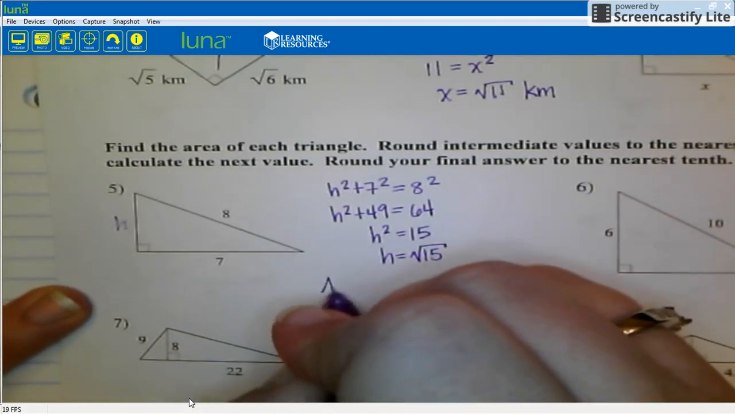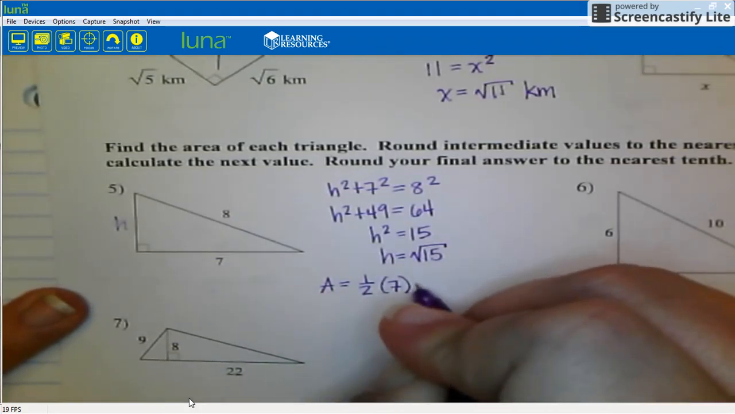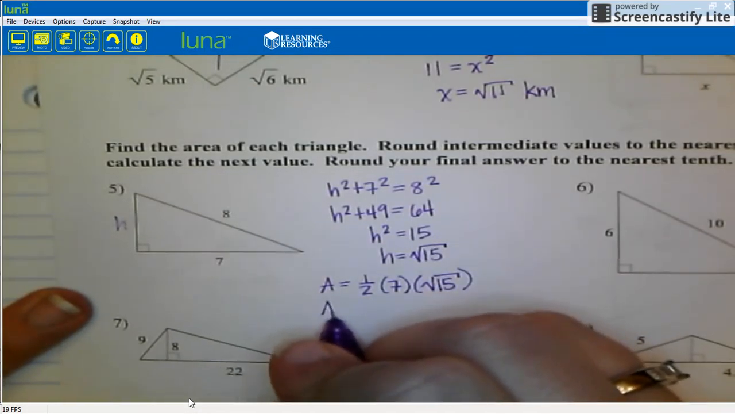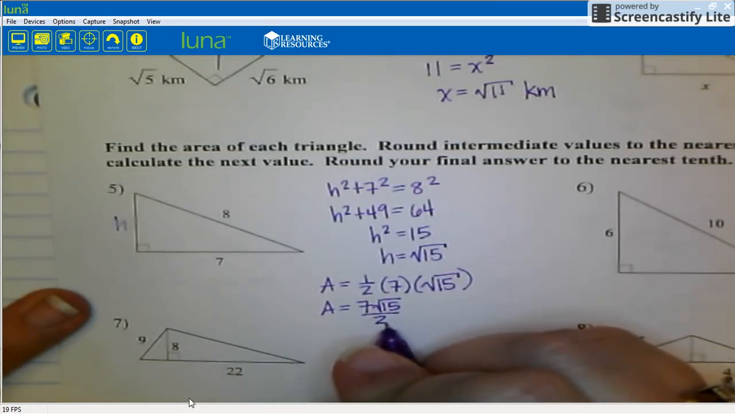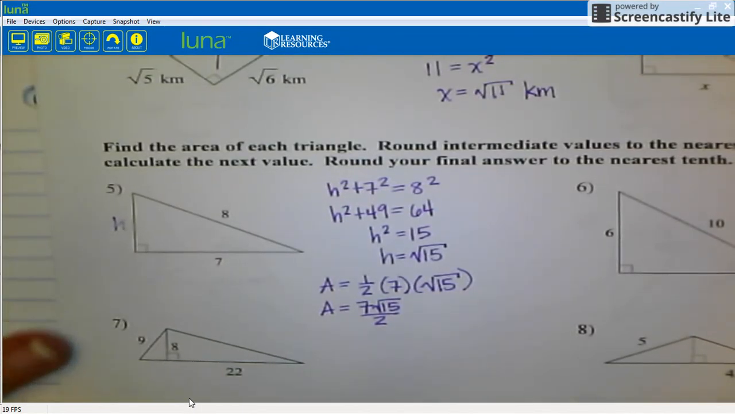And then to solve for my area, I have 1/2 my base, which is 7, times my height, which is the square root of 15. So my area is going to be 7 square root of 15 over 2. This says to round it to the nearest tenth, so I'll let you do that in the calculator and round it off.